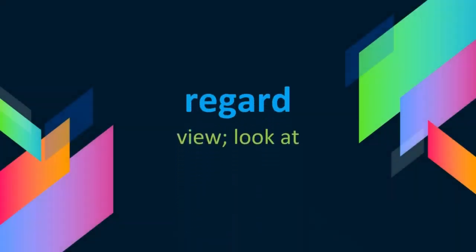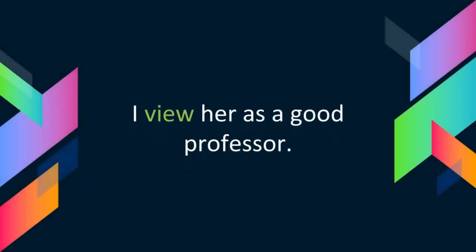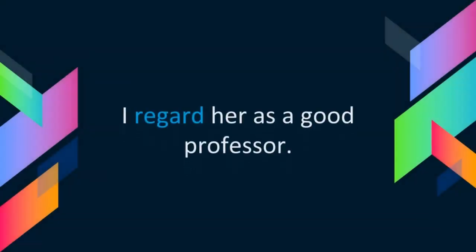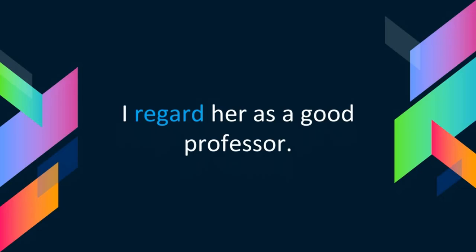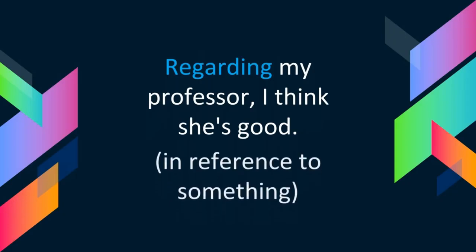The last verb that we'll look at in this lesson is regard, which means to view or to look at. I view her as a good professor. I regard her as a good professor. As I mentioned at the beginning of the lesson, regard takes many forms in the English language, and they're all really useful, but it's important to know how to use them correctly.